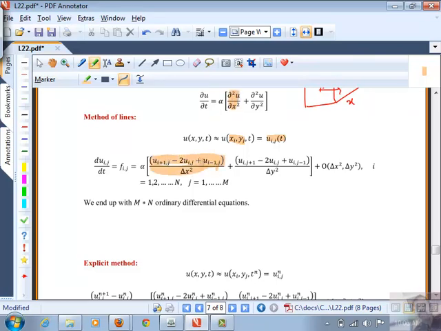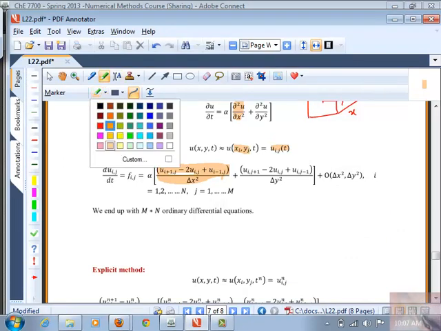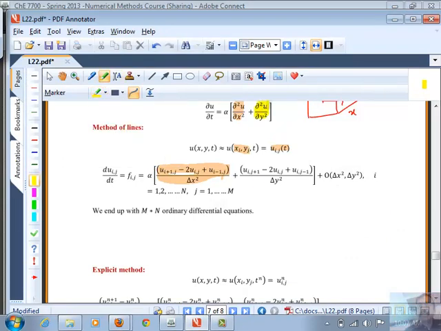In the x direction, only the index i will change, i minus 1, i plus 1. Then in the y direction, you will have only j changing. So that is approximated by the central difference approximation in the y direction. And the time remains as such. Okay, so your objective is to get all these functions that you can program and then pass it to ODE45.